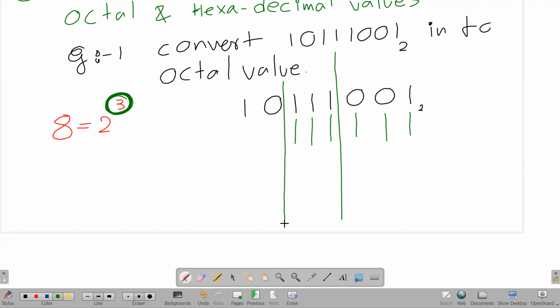Then we consider each small group as a small binary value, and we convert this small binary value into decimal, right? How are we going to convert that into decimal? We simply consider the place values. For this small value, as it is a binary value, the place values are going to be 1, 2, and 4. Is that clear, everyone?